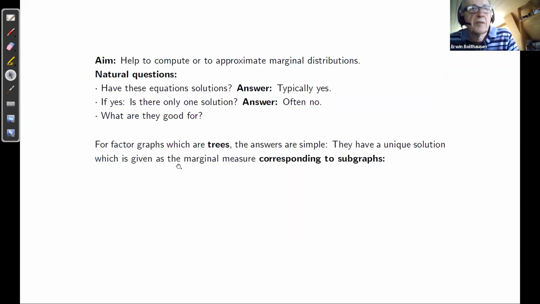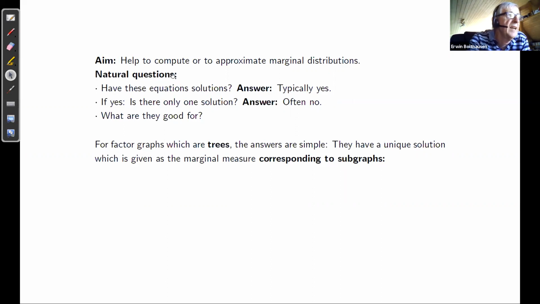Now, of course, if you first see it, it looks a bit strange. You wonder what that is good for. The main aim is that it should help to compute approximate marginal distributions in the model, not just at one place. It's also not difficult to do it in 3-4 places if you like.